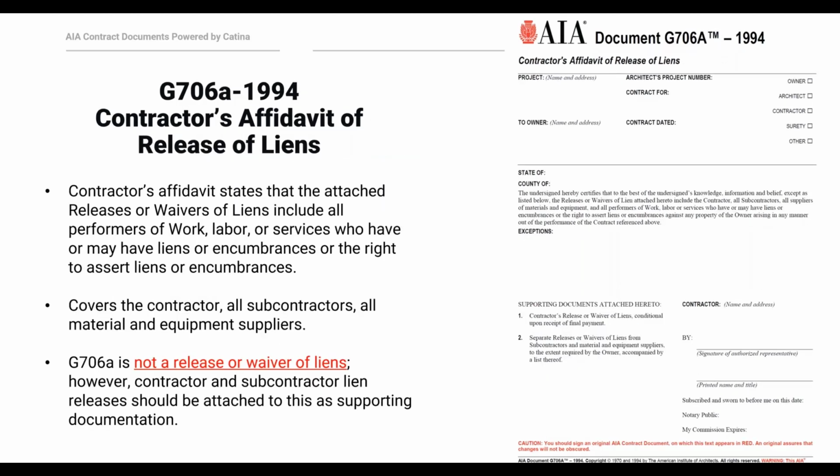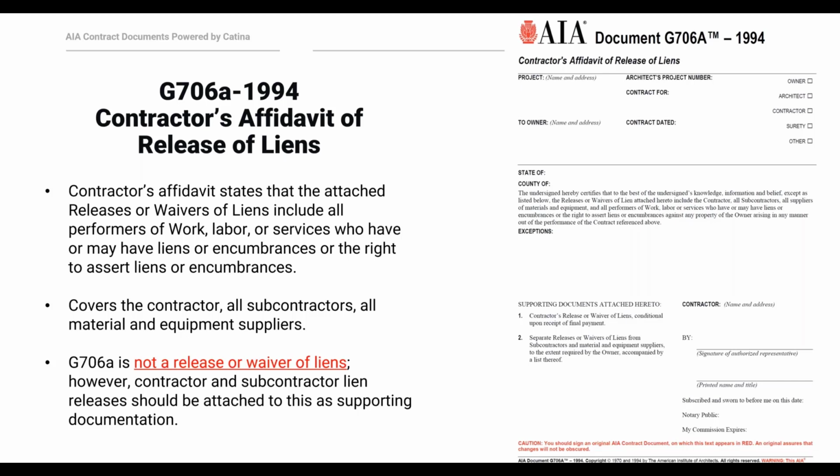Next is G706A, which is our contractor's affidavit of release of liens. Again, this is one of the more misunderstood documents in our library. Even though it says release of liens right in the title, it is not, all by itself, a waiver or release of liens. Rather, the G706A is an affidavit executed by the contractor certifying that the releases or waivers of liens attached to the affidavit include everyone who performed work on the project or supplied materials to it, or who might have some kind of lien claim on the owner's property. So the most important thing to understand, again, is that it is not a release of liens itself, but it should include as attachments all releases of liens from any party who performed work or supplied materials.